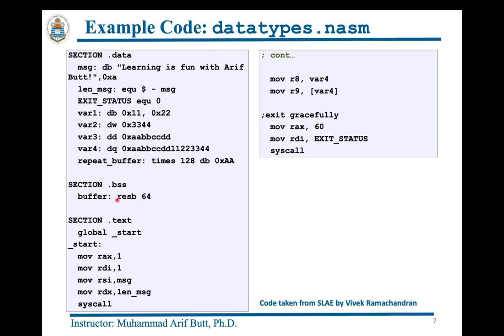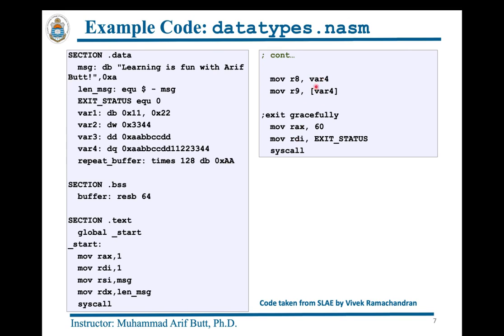In the uninitialized data section, we have a variable named buffer and have requested the assembler to reserve 64 byte space for this address. And over here we have the code section. The initial 5 or 6 lines actually display the favorite message on screen, and these last 3 lines exit the program in a graceful fashion. We have discussed these in detail in the previous session.